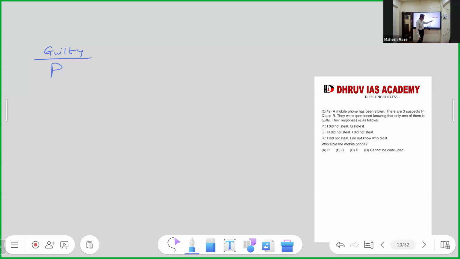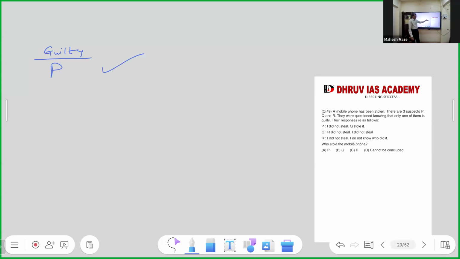Now see Q. Q is telling R did not steal. Because Q is innocent now, he will be telling the truth. He will not be telling any lies. So R did not steal, that is correct, true. And I did not steal, that is also true. Again, R is saying I did not steal, which is true, and I do not know who did it, that is also true. So by this, P is guilty.